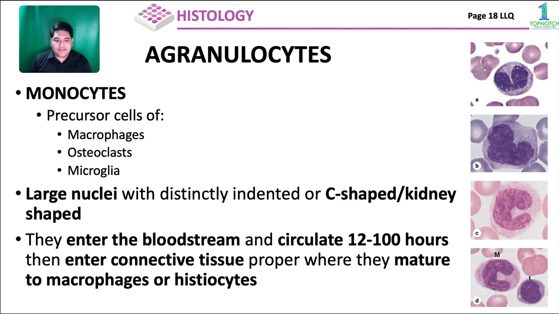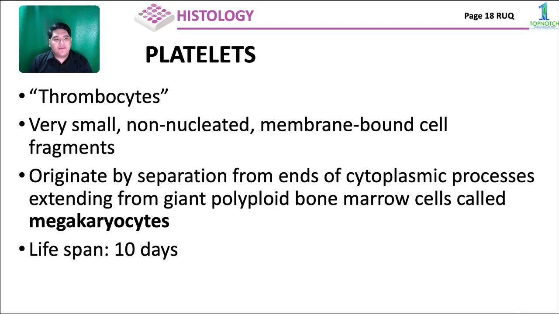So they enter the bloodstream and circulate 12 to 100 hours, and then they enter the connective tissue where they mature to macrophages. As the pathologists say, your macrophages are called your histiocytes. And again, in different locations, they have different names. Do you remember? Liver: Kupffer cell. Lungs: dust cell. Very good.